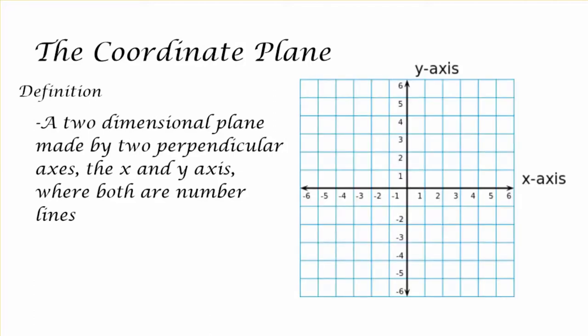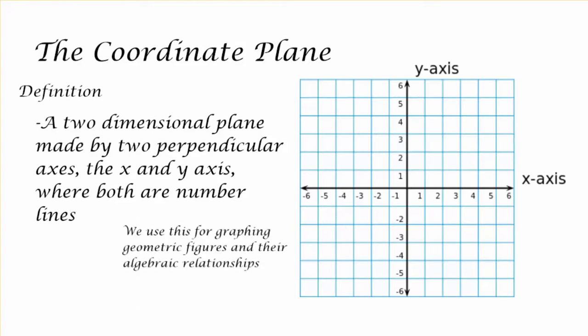We take a look at a basic picture of the coordinate plane, and we can see both of these number lines. The x-axis is a horizontal number line, and the y-axis is the vertical number line. Now, both of these axes go in the positive numbers all the way up to infinity, off to the right, and all the way to negative infinity to the left, with the y-axis doing the same thing but vertically, with both of these axes meeting at the point 0, 0, which we call the origin. Now, we use this for graphing geometric figures and for finding out their algebraic relationships as well.